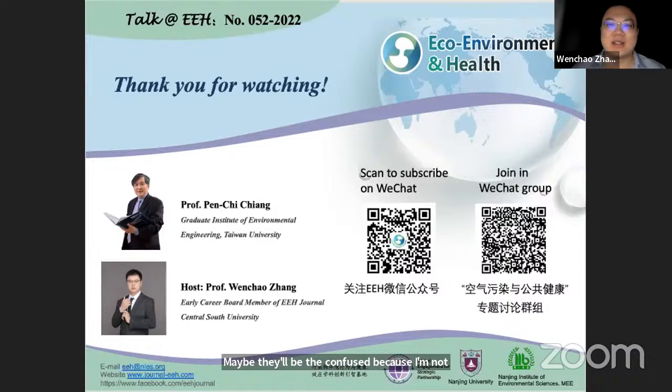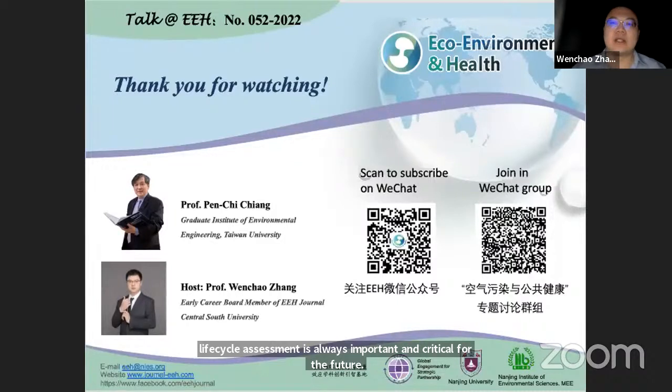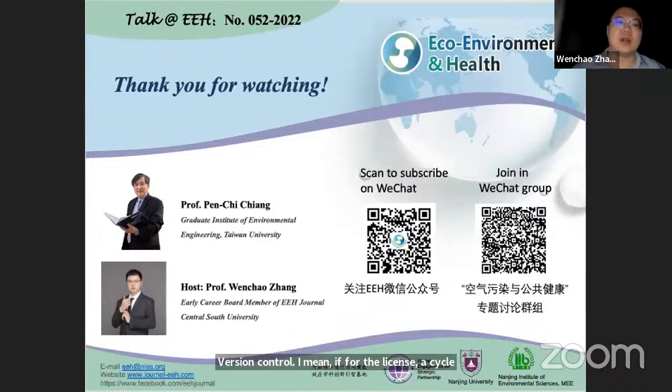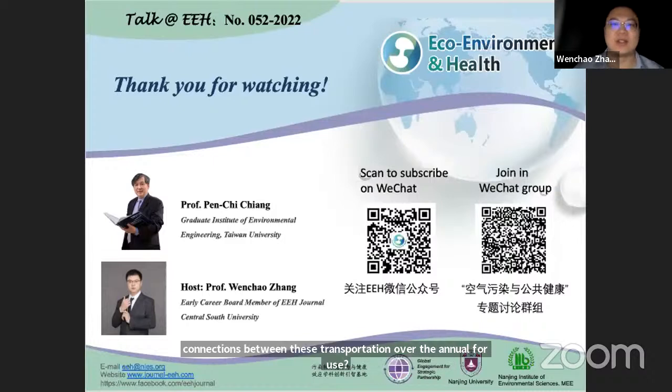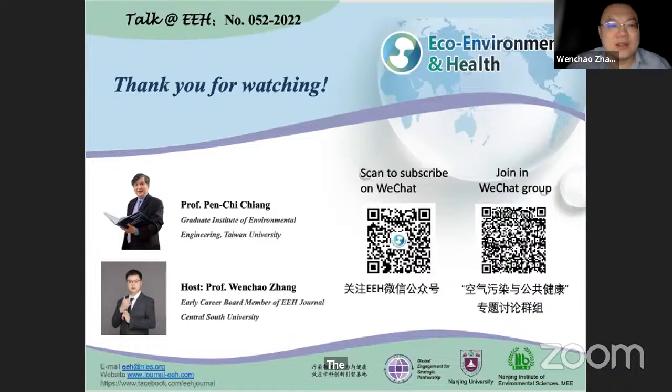And the third question is about life cycle assessment. I think life cycle assessment is always important and critical for future pollution control. Many scientists ask what the origin is, how materials are transported, what the final use is, and what the annual use is. So is there any possibility to make connections between the transportation of these end-use products and life cycle assessment models? Okay, thank you.